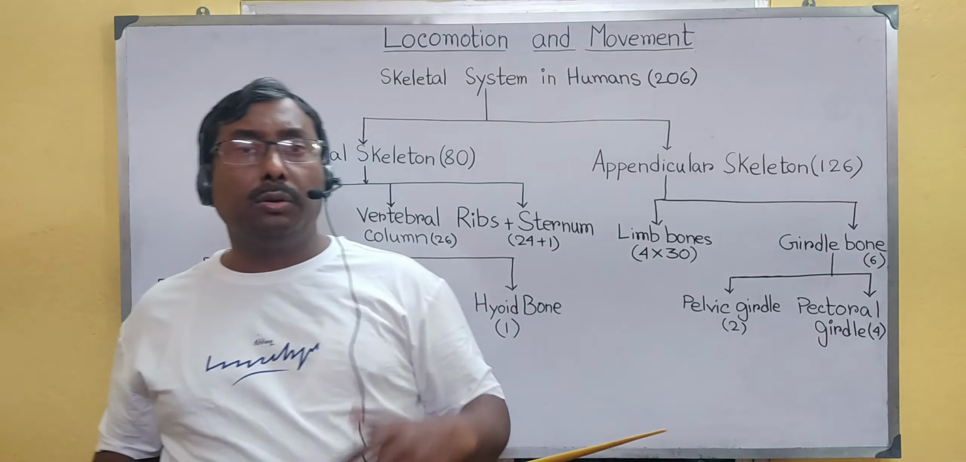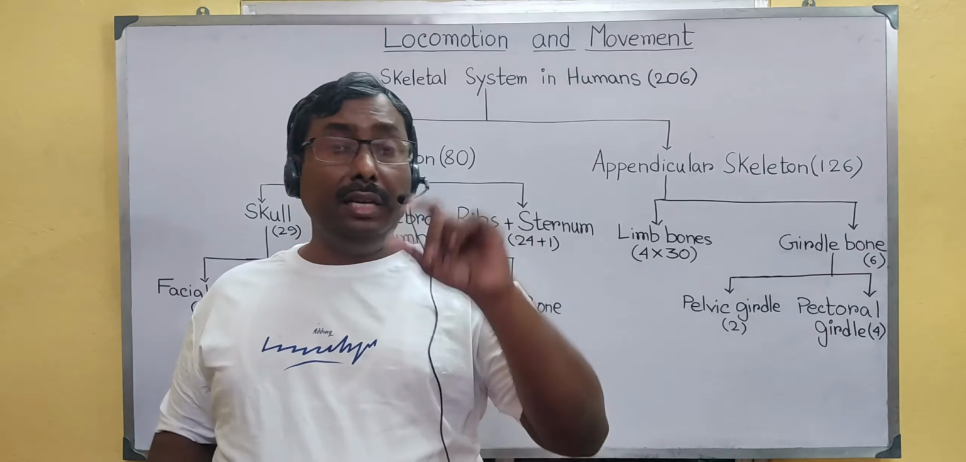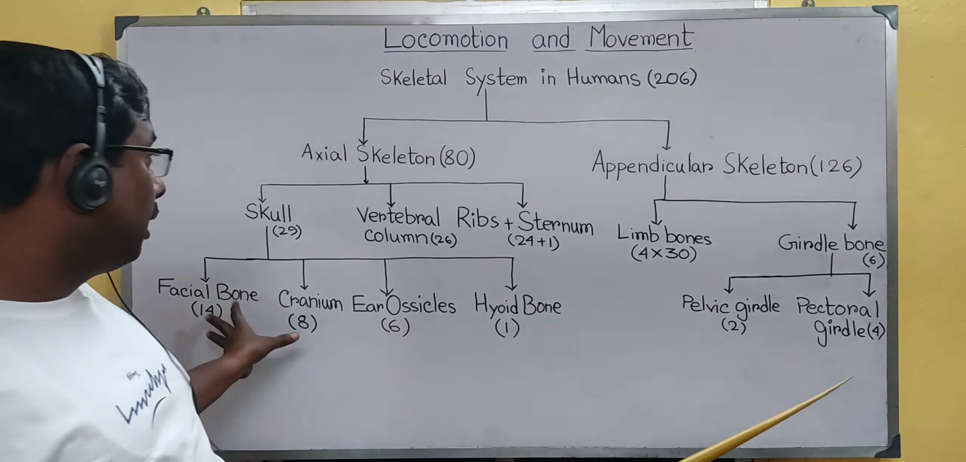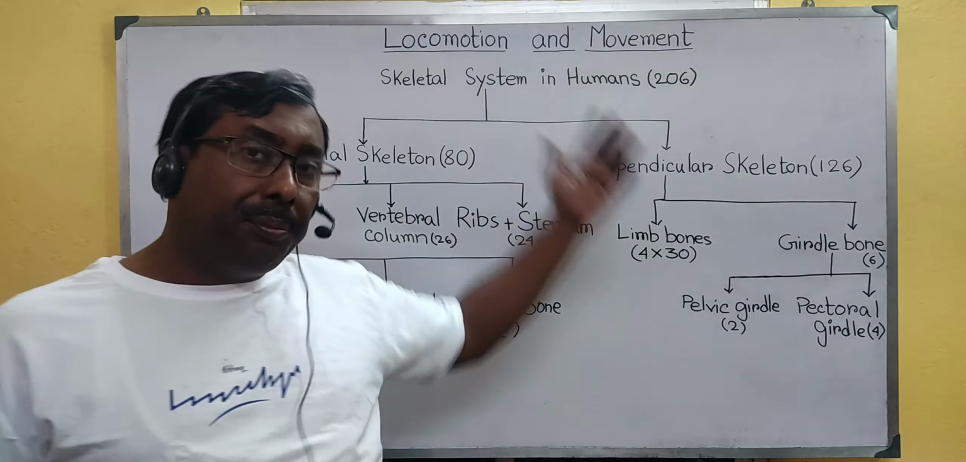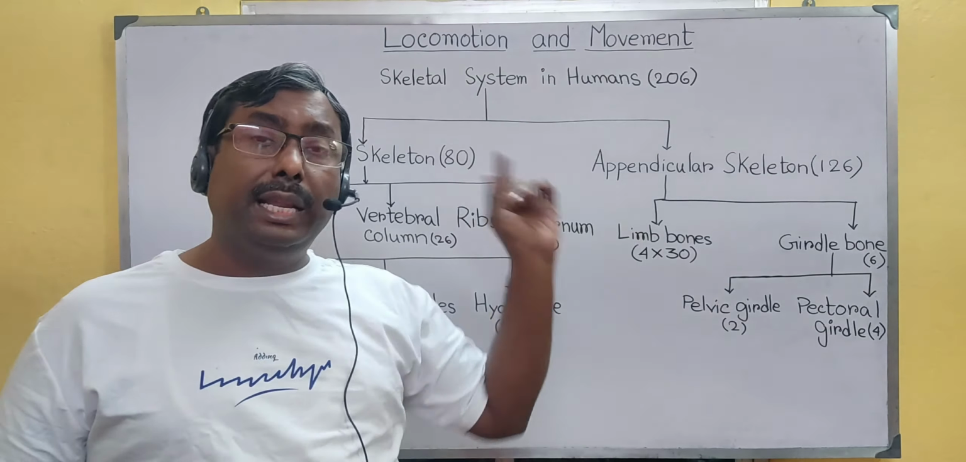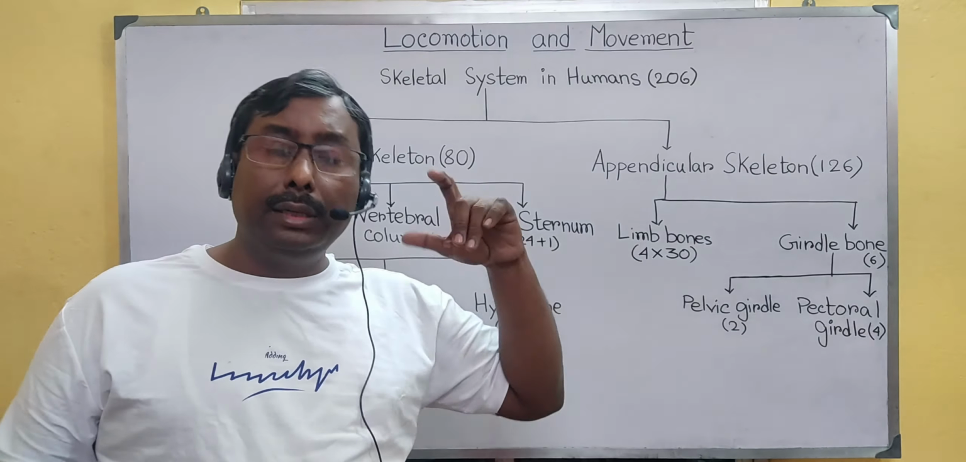Later on in this chapter, we will discuss each and every part of the bone. That means the skull and the vertebral column, with proper pictures. You can see the bones, and I will explain which part of the bone is present in which side of the body.